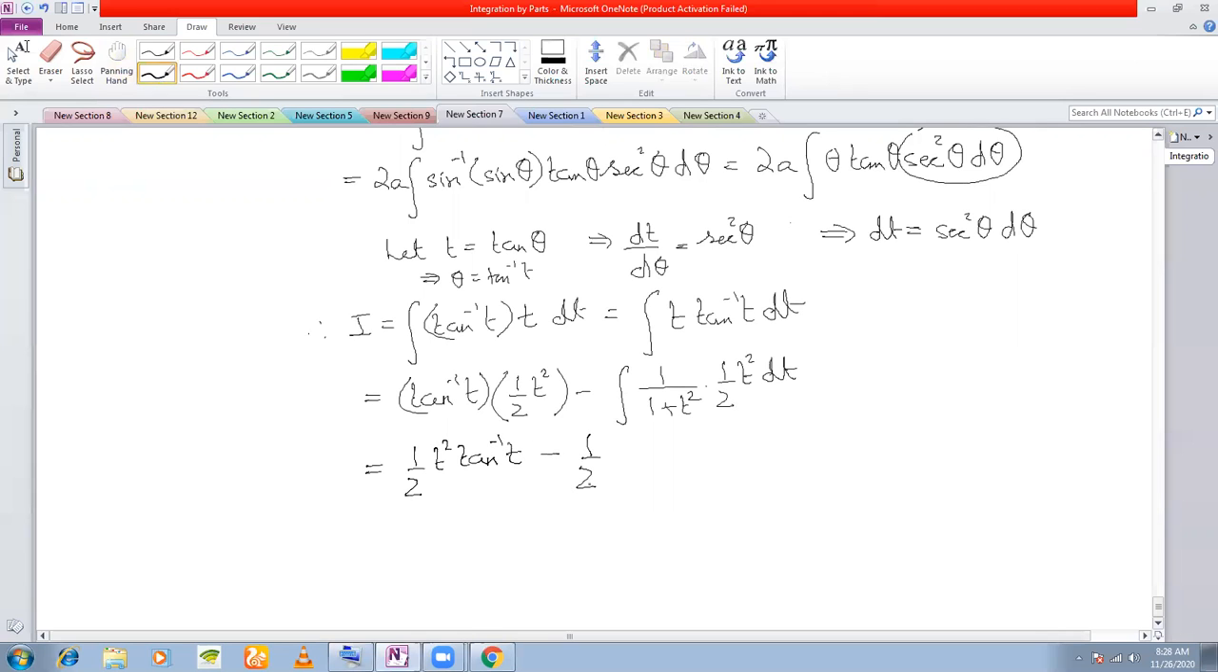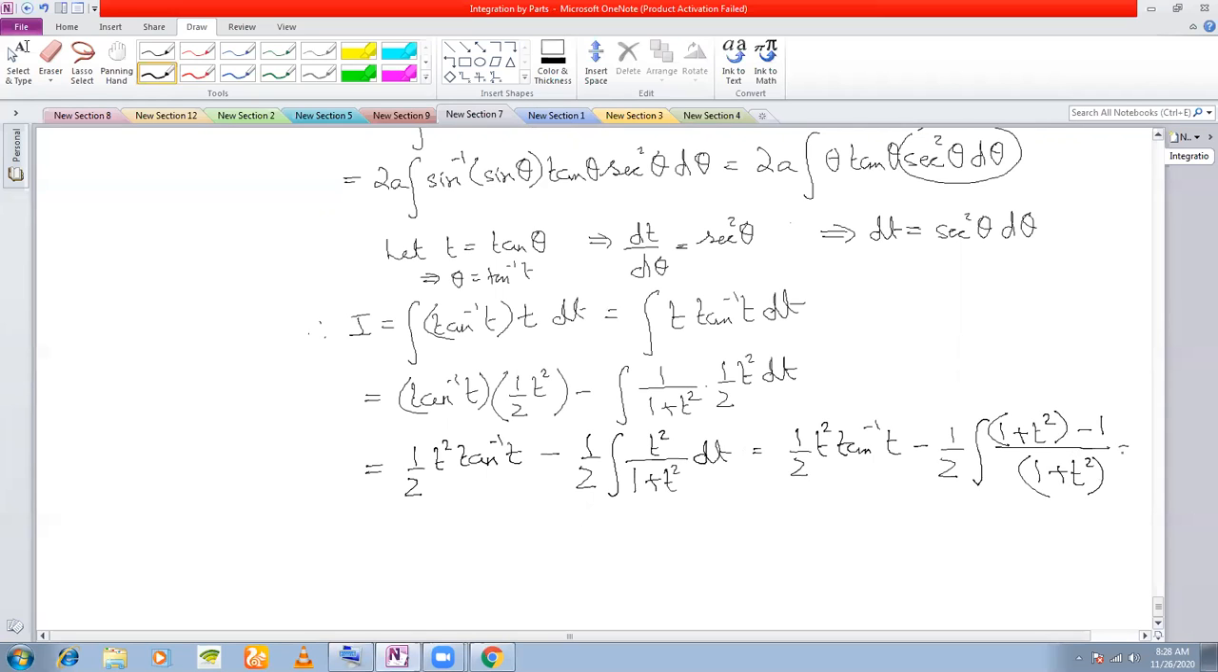minus half integral t square by 1 plus t square dt. So this becomes half t square tan inverse t. How do you integrate the second part? Write the numerator like the denominator. t square can be written as 1 plus t square minus 1, by 1 plus t square, dt.